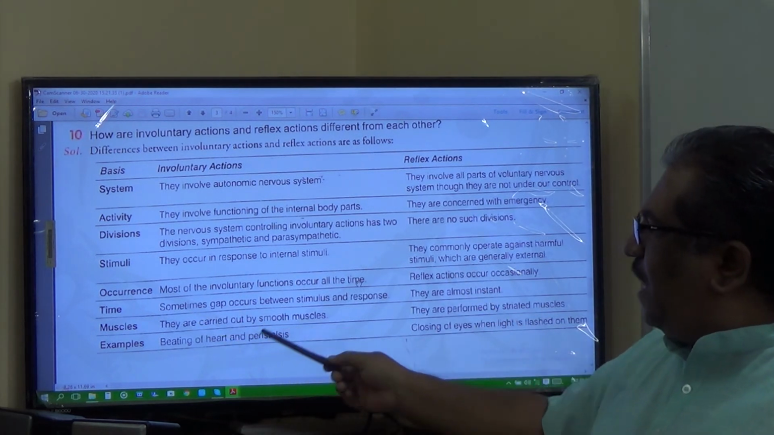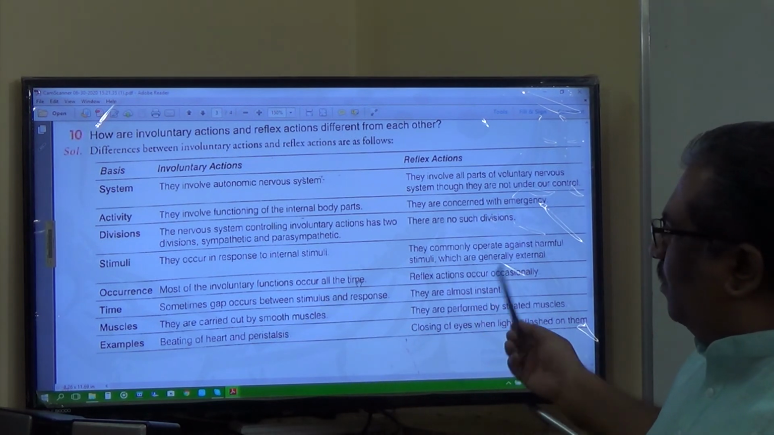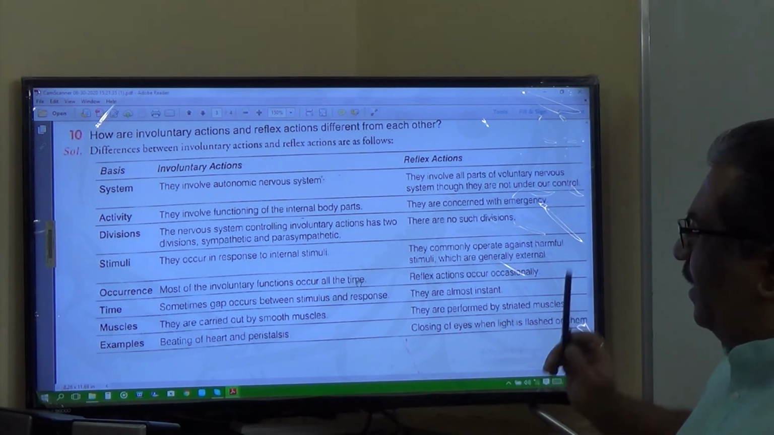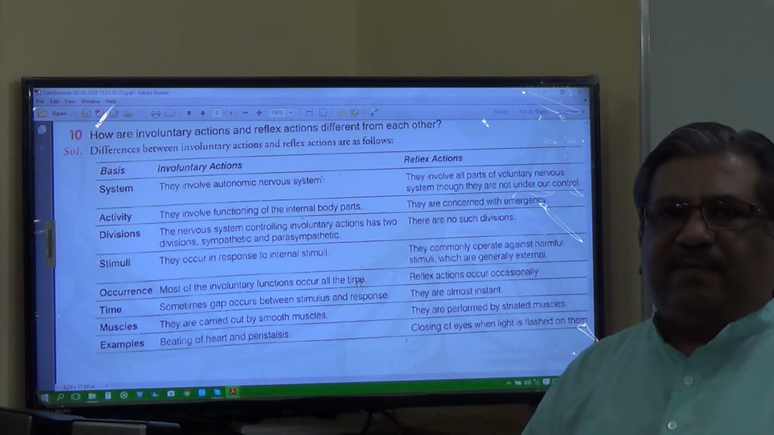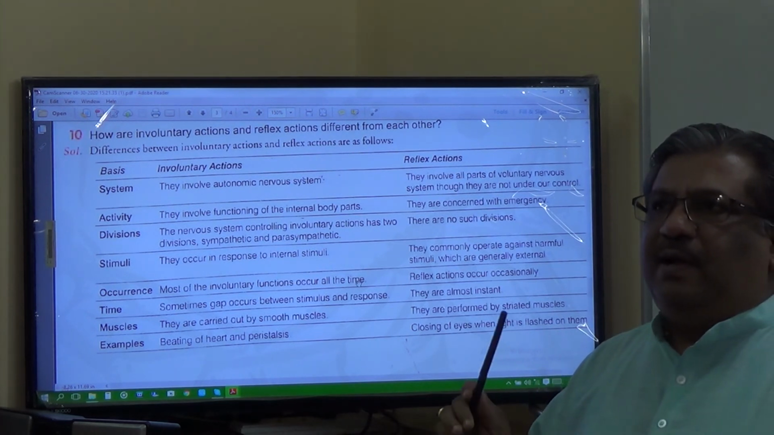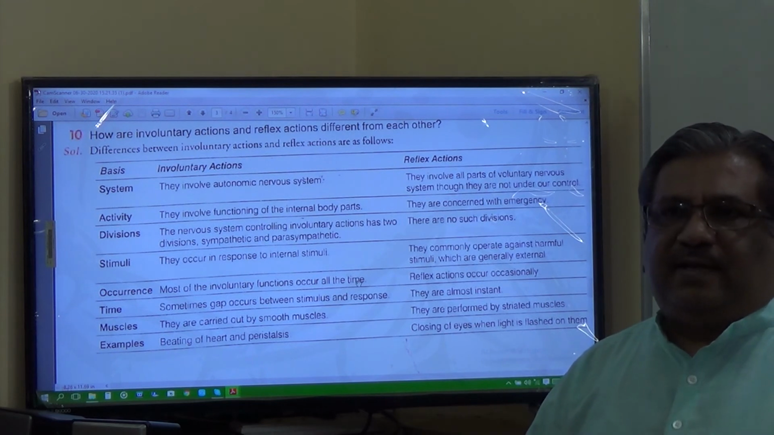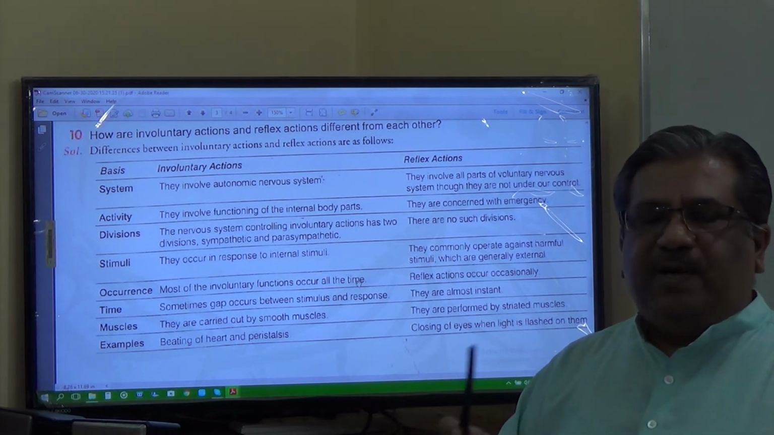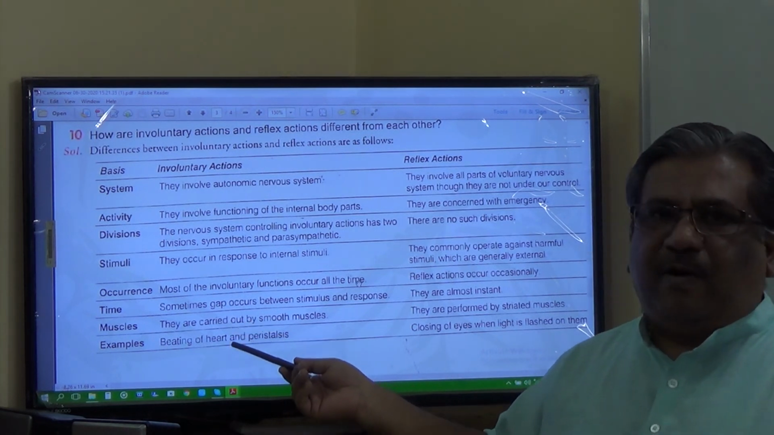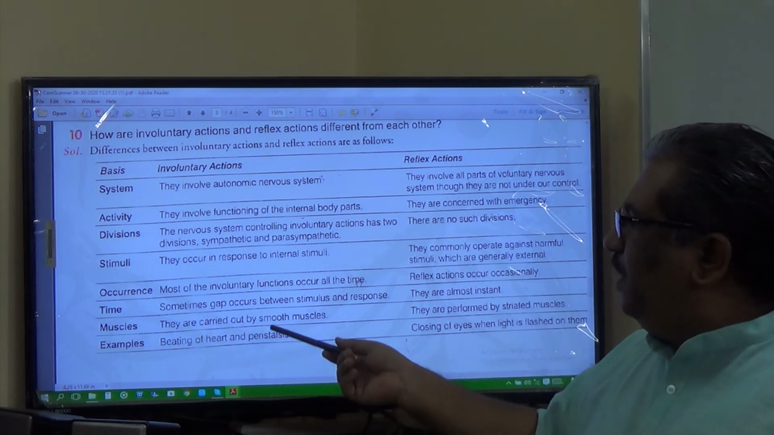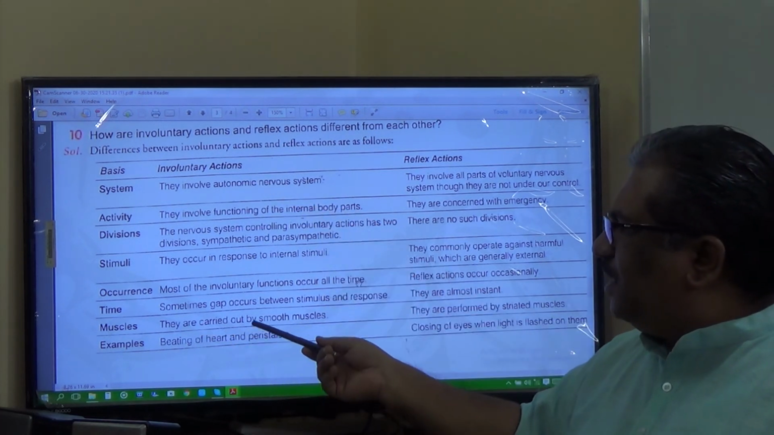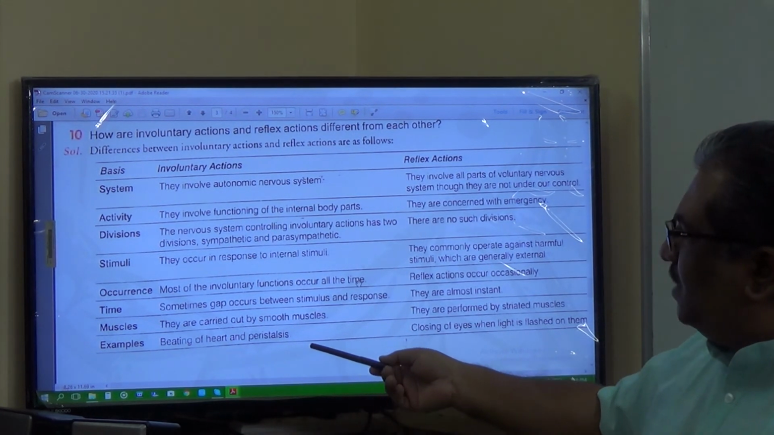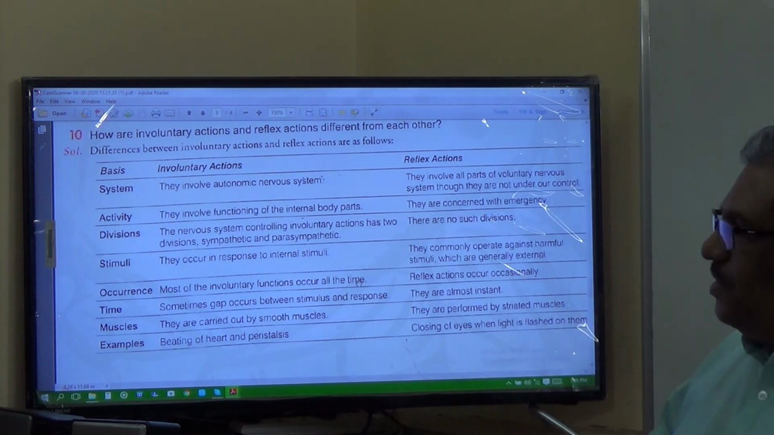Time: sometimes a gap occurs between stimulus and response, and these are almost instantaneous. Muscles: involuntary actions are carried out by smooth muscles, while reflex actions are performed by striated muscles. Striated muscles are skeletal muscles, cylindrical in shape, multinucleated, attached to the skeleton, and voluntary muscles. Whereas smooth muscles are spindle shaped, uninucleated, present in the internal organs and glands. So, the involuntary autonomic nervous system controls these smooth muscles. Next, examples: beating of the heart and peristalsis, whereas closing eyes when light is flashed on them.